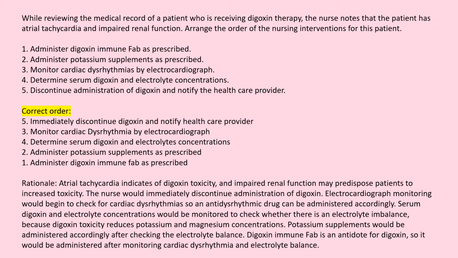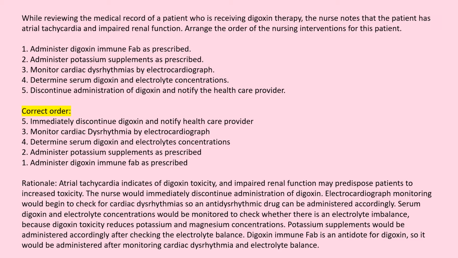Correct order. 5. Immediately discontinue digoxin and notify healthcare provider. 3. Monitor cardiac dysrhythmia by electrocardiograph. 4. Determine serum digoxin and electrolyte concentrations. 2. Administer potassium supplements as prescribed. 1. Administer digoxin immune fab as prescribed.